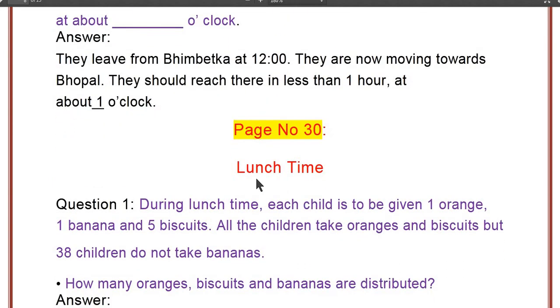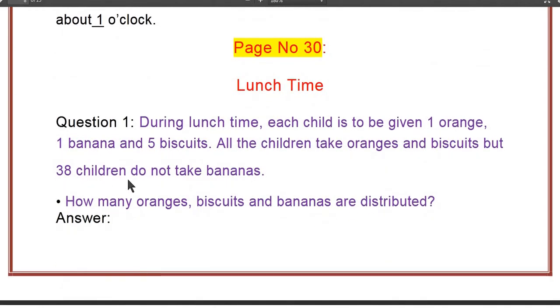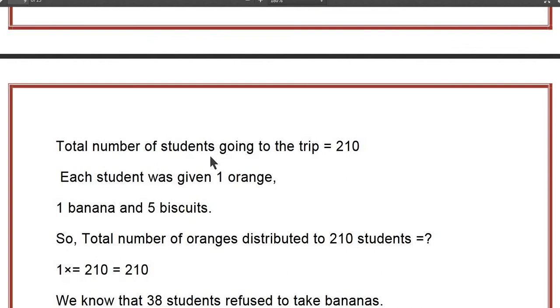Page number 30. Lunch time. Question number 1. During lunch time, each child is to be given 1 orange, 1 banana and 5 biscuits. All the children take oranges and biscuits, but 38 children do not take bananas. How many oranges, biscuits and bananas are distributed? Answer. Total number of students going to the trip is equal to 210. Each student was given 1 orange, 1 banana and 5 biscuits. So total number of oranges distributed to 210 students is 1 into 210, which is equal to 210.